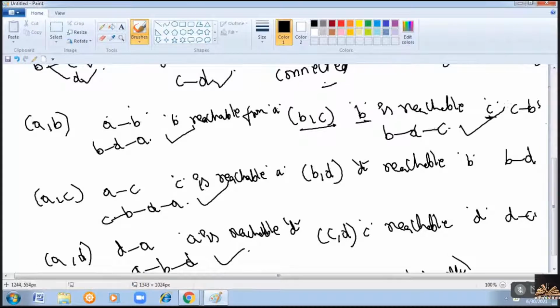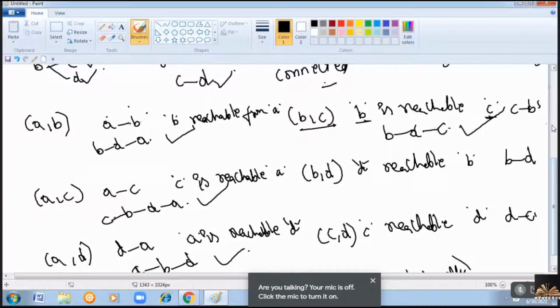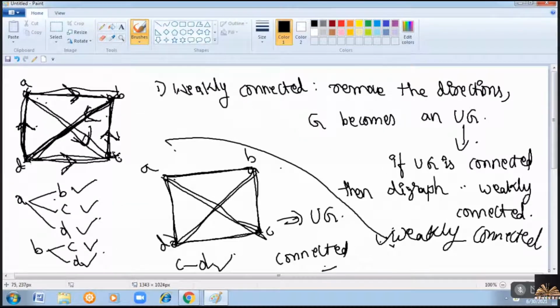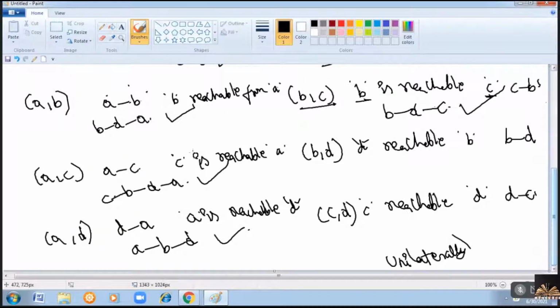Now consider B comma D. B is reachable from D. Let us check whether D is reachable from B or not. Can I reach D from B? Sorry, can I reach B from D? Yes, D to C, C to B.